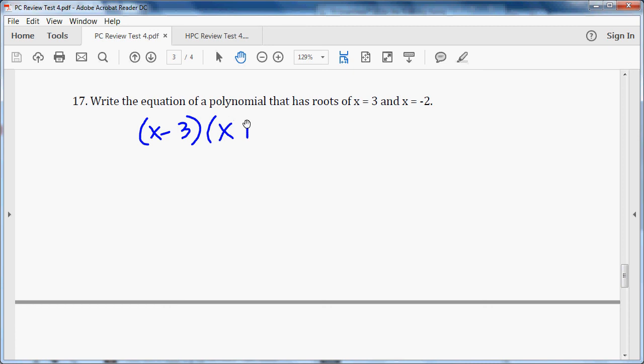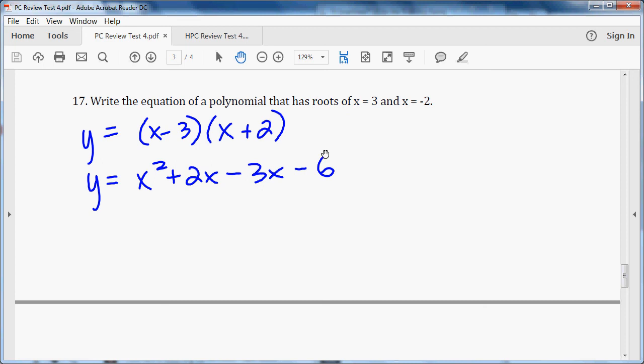This is my equation, but I do need to go ahead and FOIL this. X times x is x squared, and plus 2x minus 3x minus 6, and then combine the like terms in the middle. Plus 2x minus 3x gives me minus x minus 6. So this is a polynomial that has the roots of x equals positive 3 and negative 2.